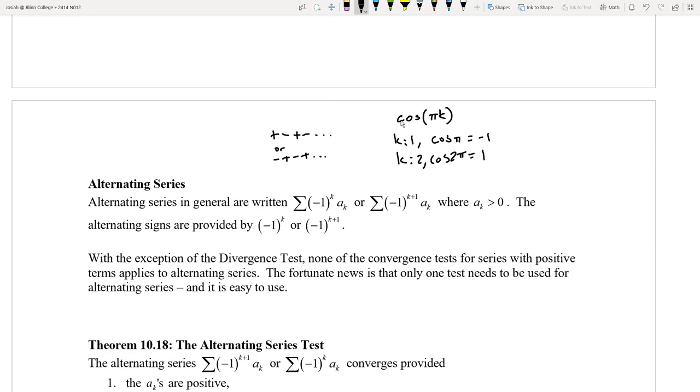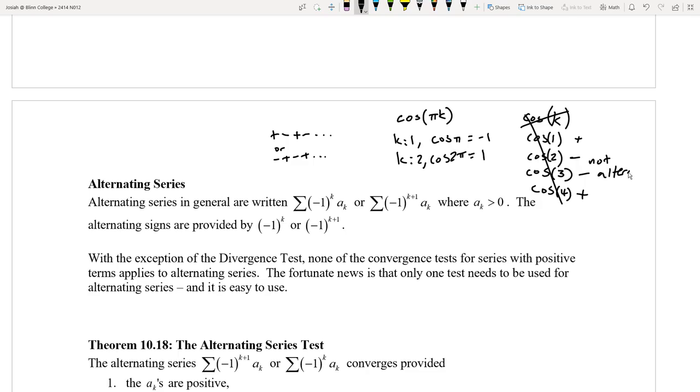When we end up with these guys, be very careful, because something like cosine of k is not alternating. Right? Cosine of 1 is something. Cosine of 2 is something else. It's going to be positive, negative, negative, let's see, I think we switch over right about here. So this is not alternating.